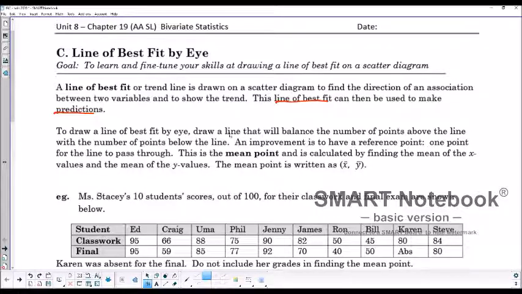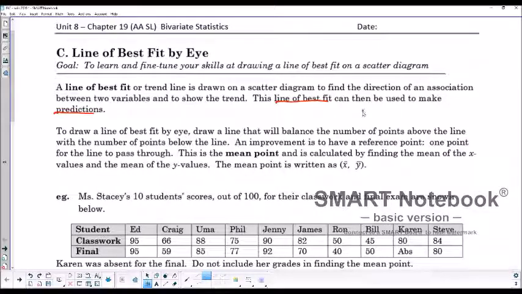So to draw a line of best fit, we would draw the scatter plot by plotting all the points. And then the line needs to balance the number of points above the line with the number of points below the line. So we want to have the same number of points above and below the line, and all the way along the length of the line as well. That's very important.